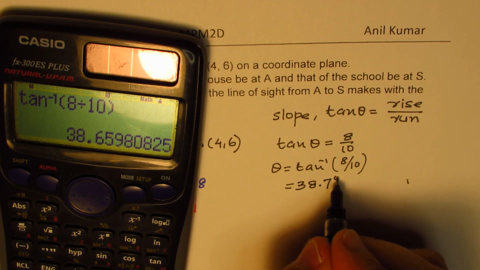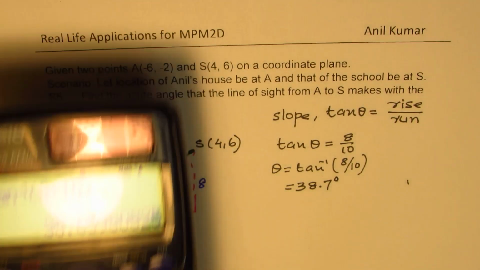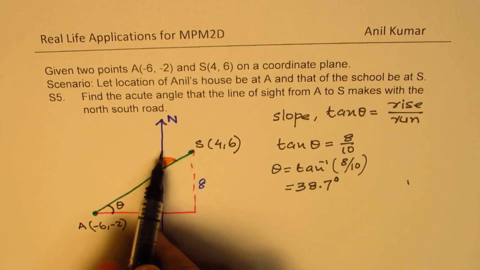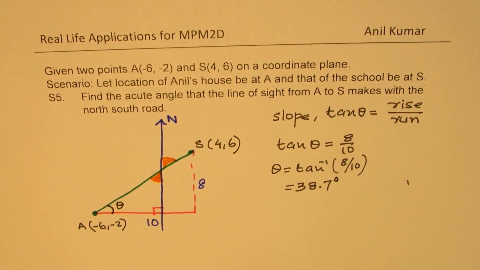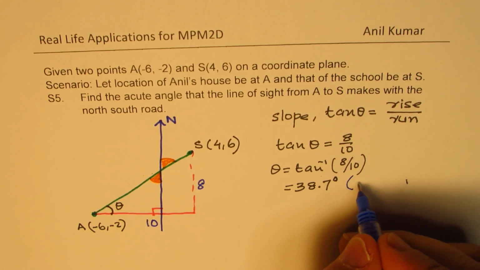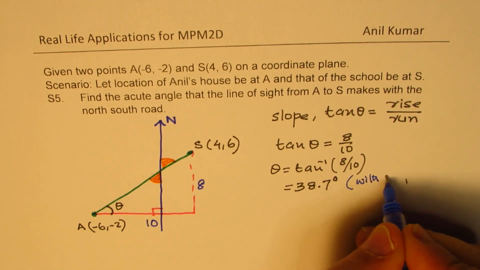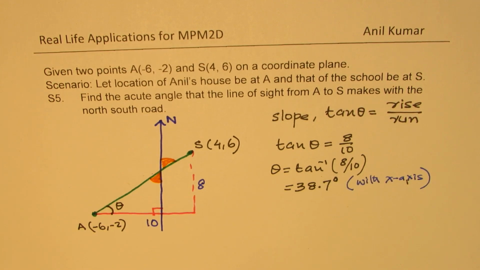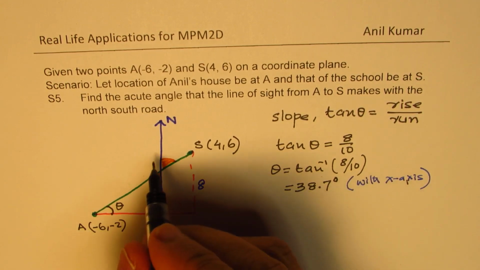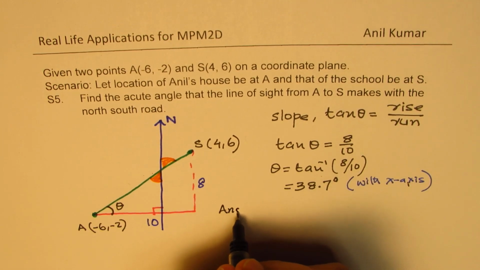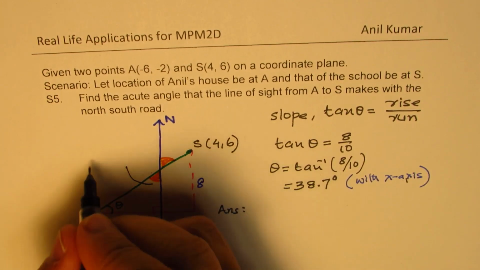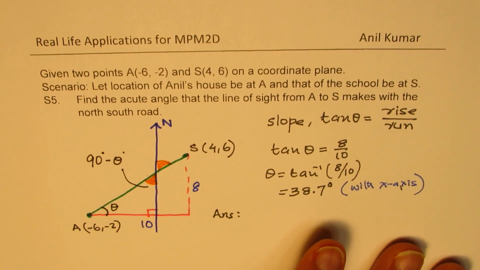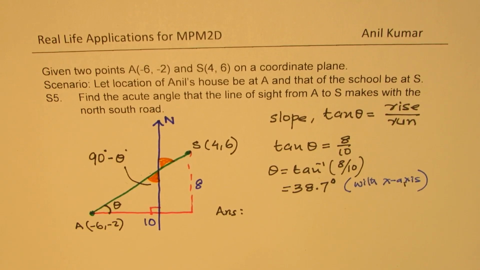38.659. So let's just say 38.7. Correct. So that's the value which you get. Remember, this is not the angle which it makes with the y-axis. This is the angle which is made with the x-axis, right? The angle which we are interested in is the complementary angle, right? So the angle with north, this angle is 90 minus theta, right? Since that is 90 degrees, the total sum is 180. These are complementary angles. Perfect.